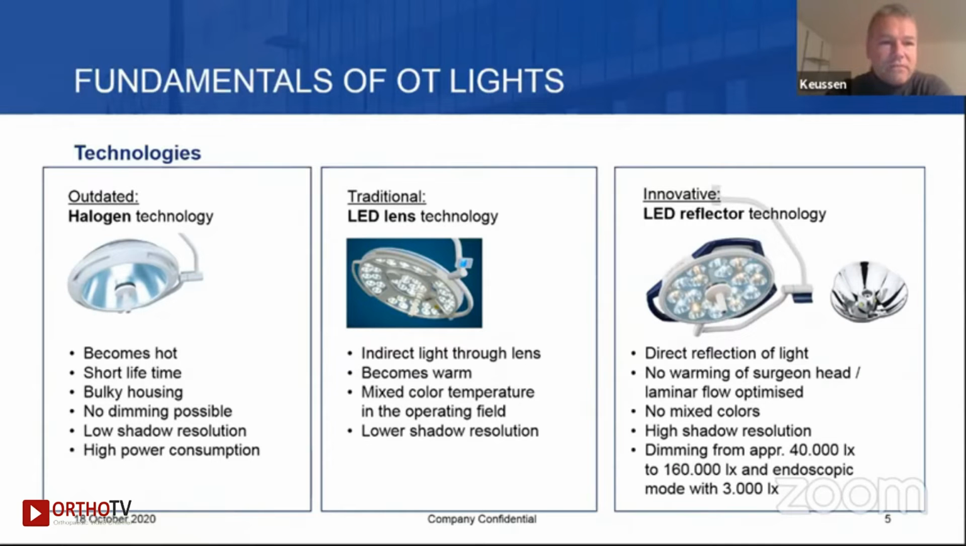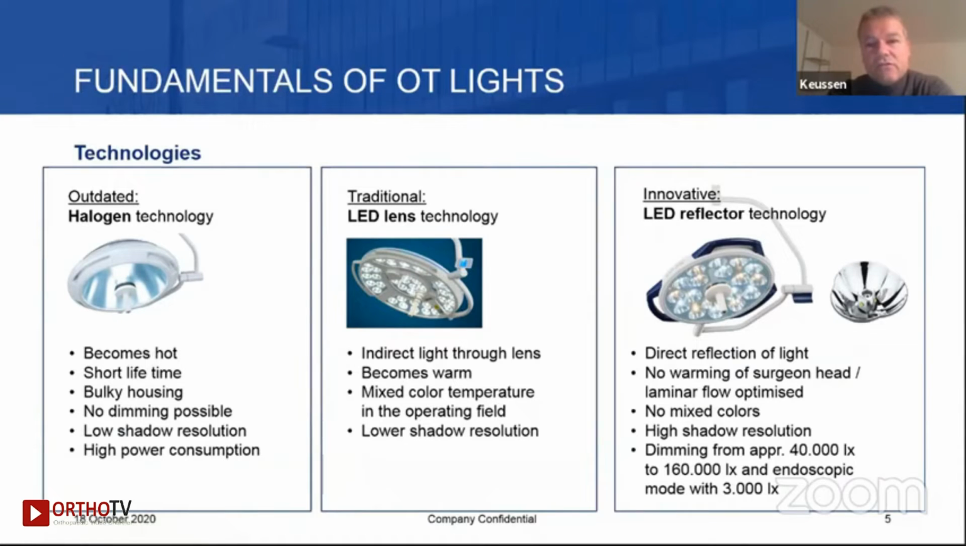From the construction point of view, it has a bulky housing, so it's kind of difficult to readjust, and they are always a little bit heavier. Normally, most of the lights cannot be dimmed, so there is no difference in the intensity of the light possible. Halogen lights in general have a kind of low shadow resolution due to the technology, and last but not least, all in all, a very high power consumption. So they are kind of outdated, and for the last 10 years, you see more or less only LED technology.